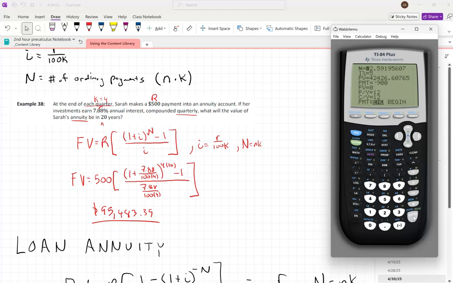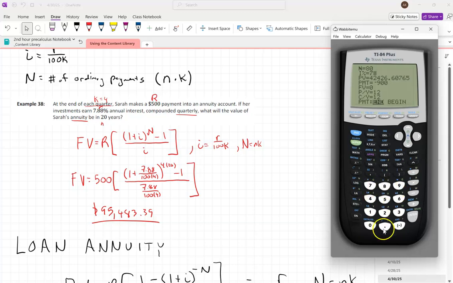For the TVM solver, we need to supply the following inputs here. In this problem, N is still the number of payments or the number of investments. So that's 4 investments per year for 20 years. We'll call that 4 times 20. Notice that I can just type in 4 times 20 and the calculator will do it for me.